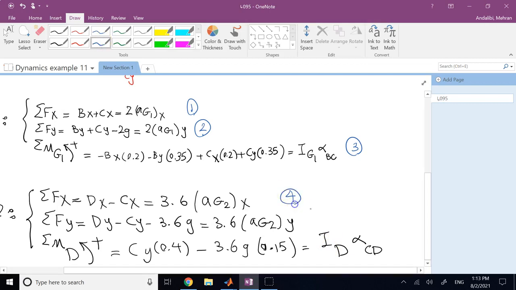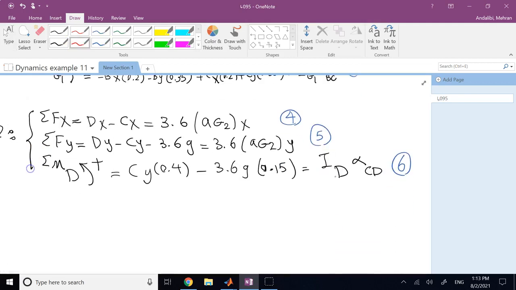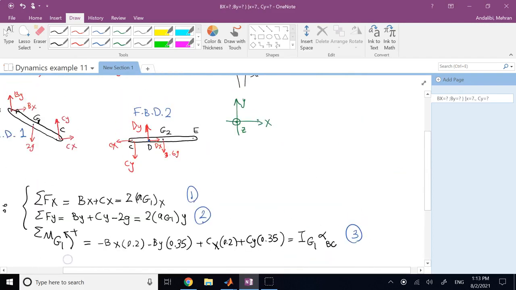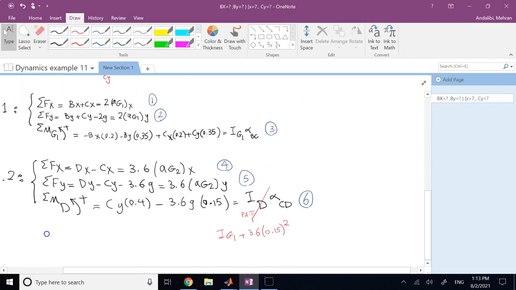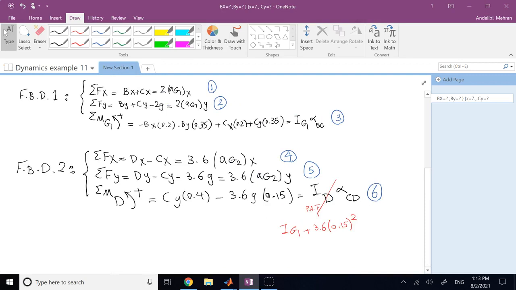So this is 4, this is 5, this is 6. I about D, I can use the parallel axis theorem and say this is I about G1 plus the whole mass of the block, which is 3.6, times the distance between D and G, which we found is 150 squared. So here I'm using the parallel axis theorem, and I can find I about D. There we go. So here are my 6 equations.